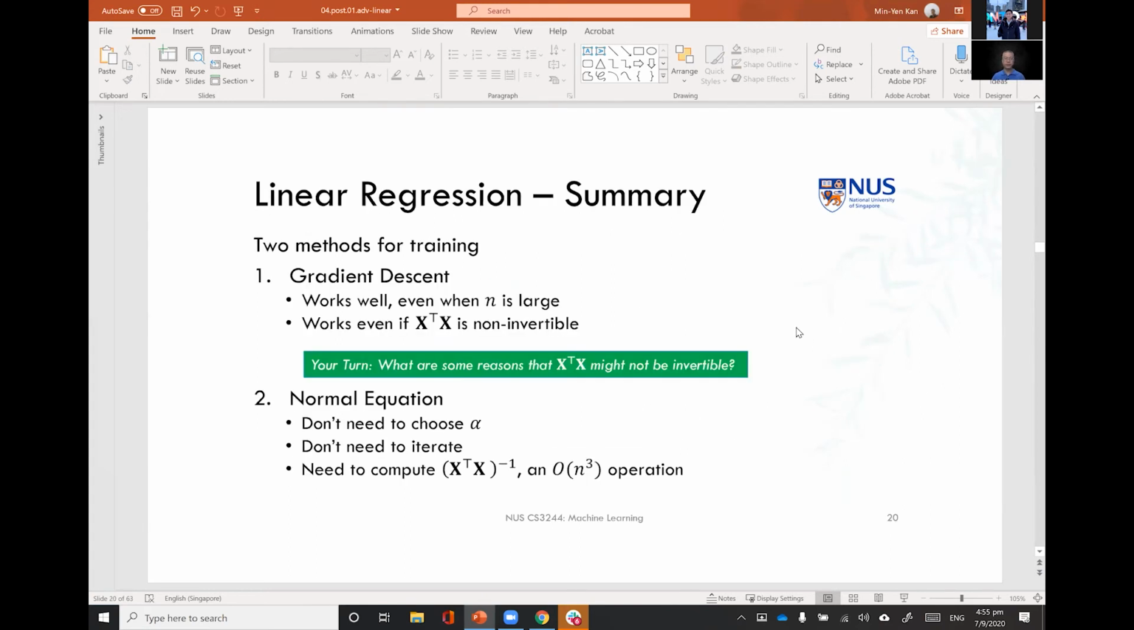Okay, so we've answered this. There's also a question about that. If we don't have a full rank matrix, the inverse of x transpose x might not work, right? We might not be able to do that. Okay, so here's the crux of the problem. It's a cubic operation that we need to do.